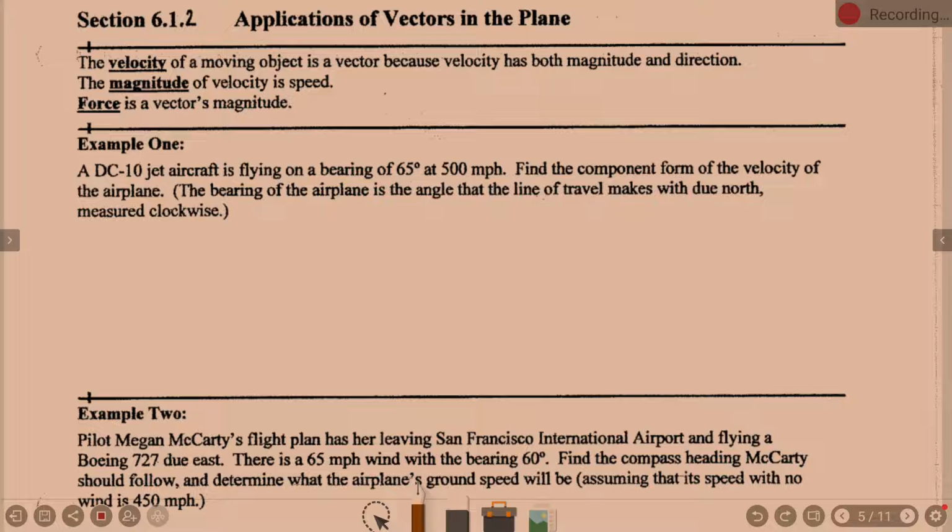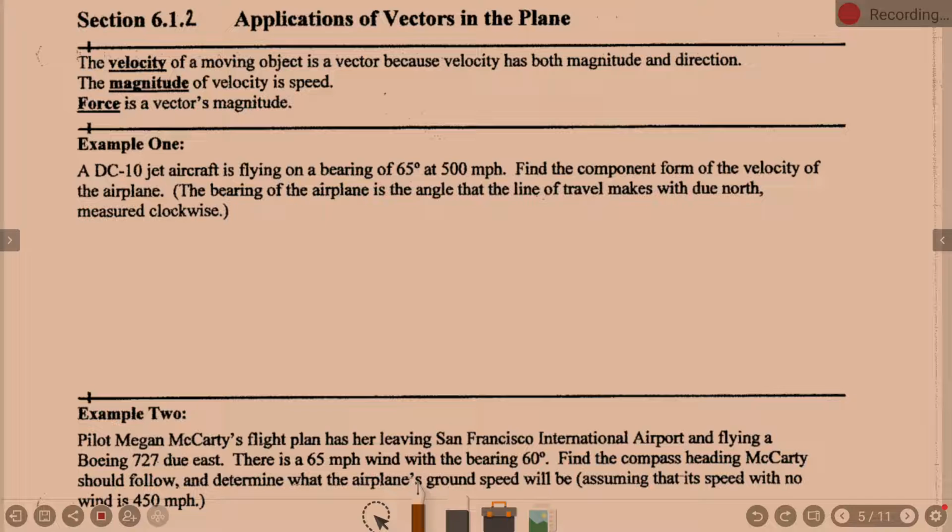A DC-10 jet aircraft is flying on a bearing of 65 degrees at 500 miles per hour. Find the component form of the velocity of the airplane. Note, the bearing of the airplane is the angle that the line of travel makes with due north measured clockwise.